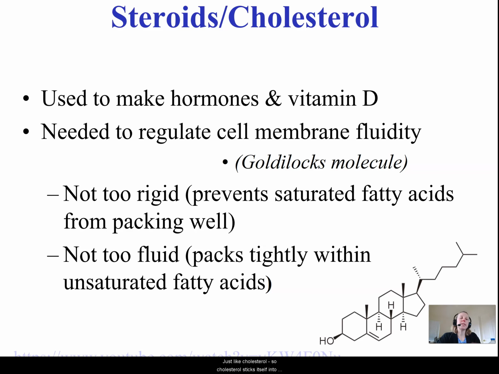Cholesterol sticks itself into the membrane in different places. By doing so, it prevents the saturated fats from packing so tightly that it makes a solid wall on the membrane. It forces them to move around and wiggle a little bit. It also takes the unsaturated fats, which are really movey and wiggly, and it packs in between them and slows them down so that they don't become too liquid at the same time. So it helps to balance or buffer what's happening inside the membrane.